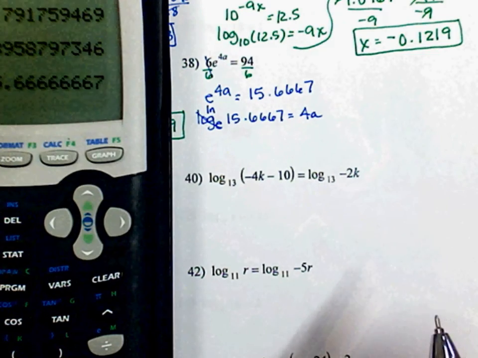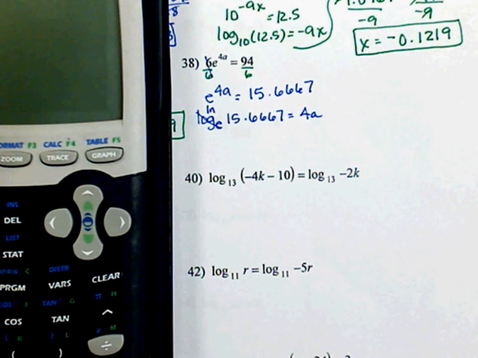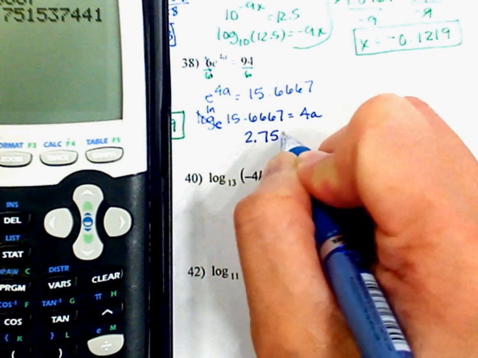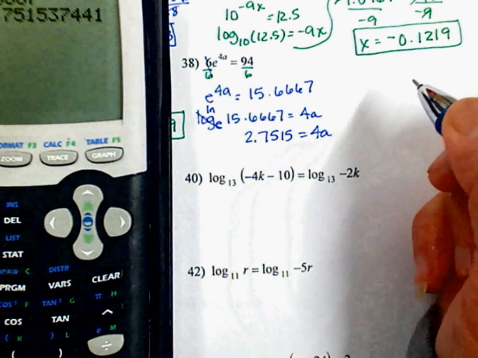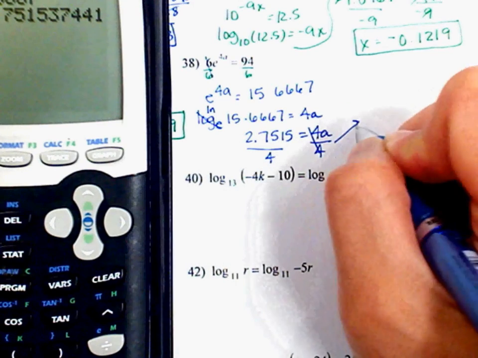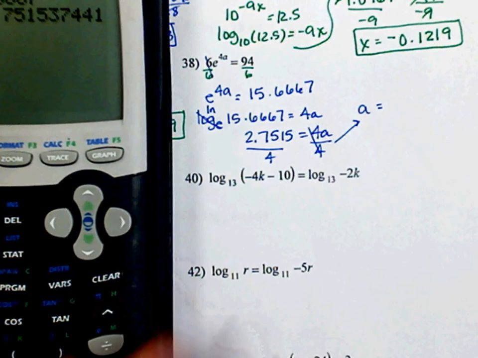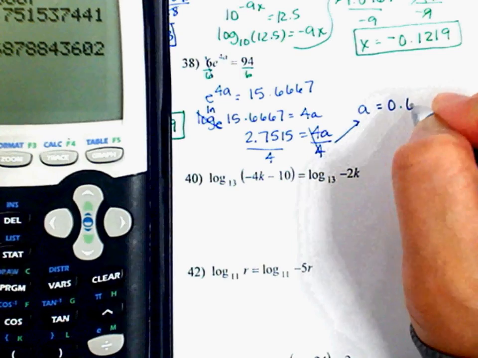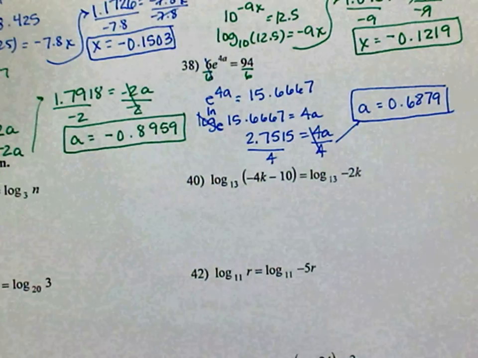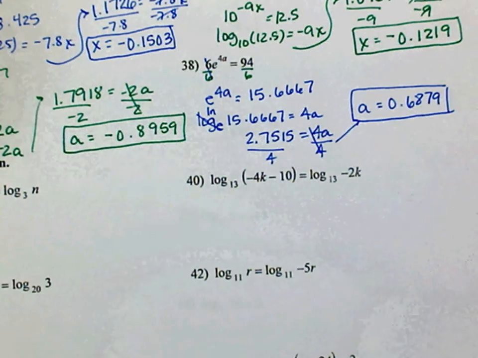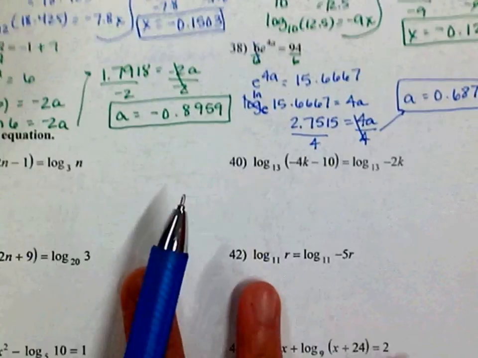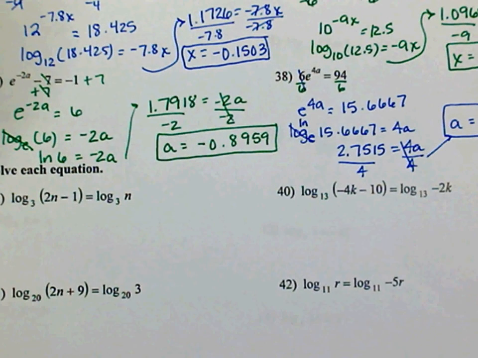So natural log of 15.6667 comes out to be 2.7515 equals 4a. How do you solve for a? You divide by 4. Okay, so divide by 4, so a is equal to 0.6879. All right, and there you have number 38. Okay, so this whole thing is make sure you try to isolate the base, and once you isolate the base, you can rewrite them in log form, and then you can solve. Good luck, guys.